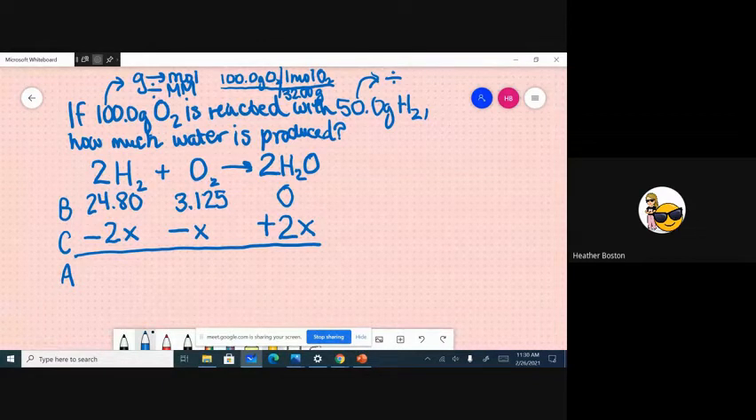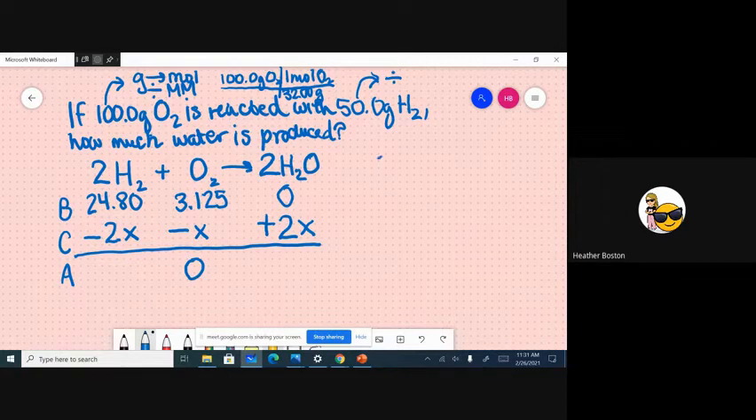So now I have to figure out which one is the limiting reactant. Well, let's analyze this. I need twice as much hydrogen. So if I was going to use up all of this oxygen, I would need 6.250 moles of hydrogen. Do I have 6.25 moles of hydrogen? The answer is yes. So I say, oh, I have plenty of hydrogen. Plenty leads my brain to thinking excess, and oxygen is going to be my limiting reactant.